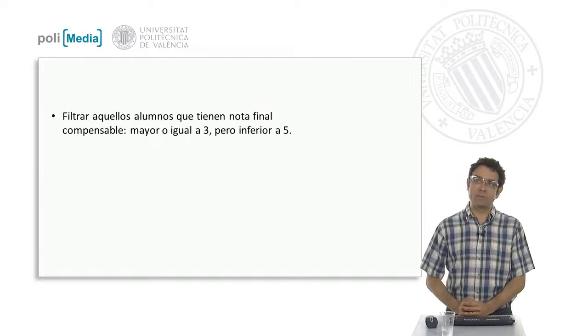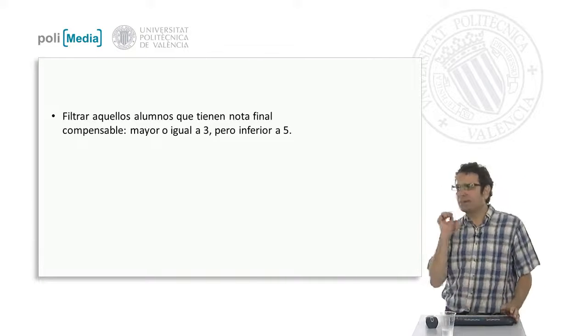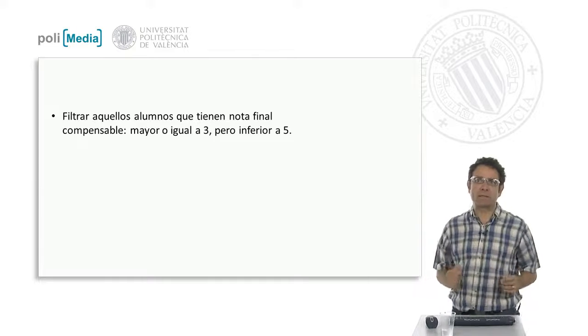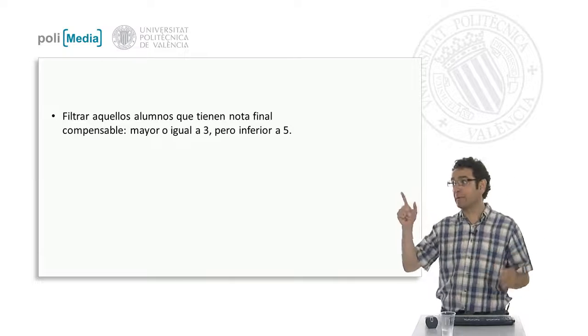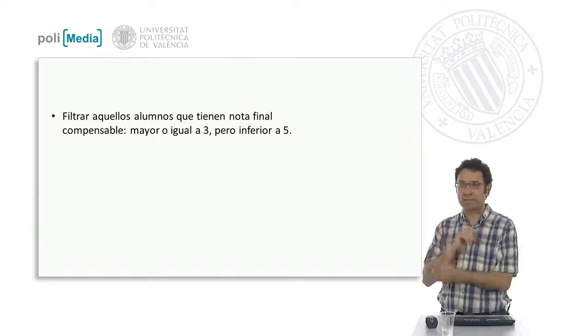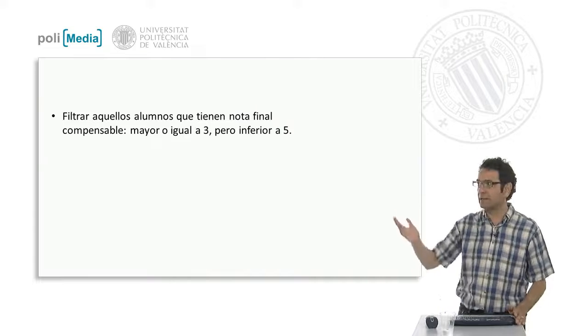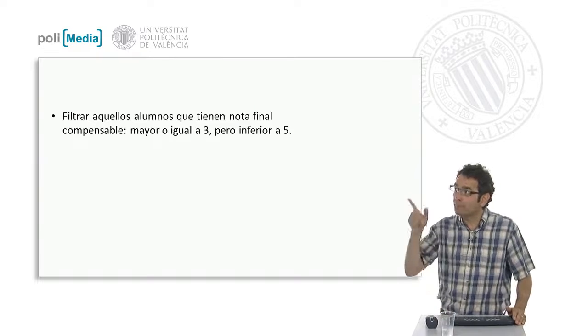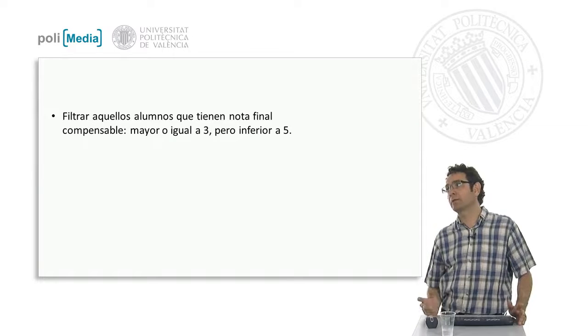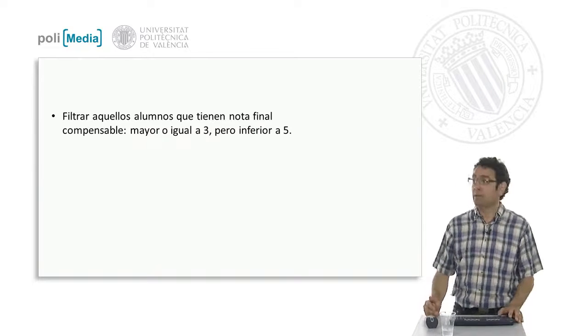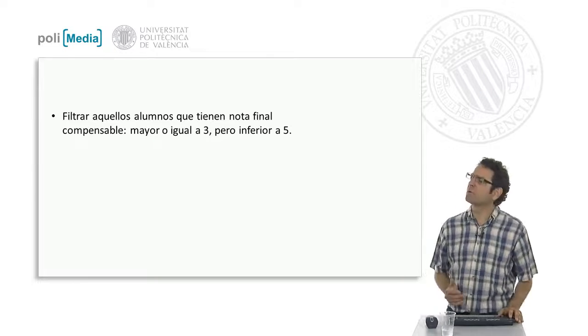Lastly, they tell us to filter those students whose grade could be improved. That is, that their average grade, the final grade, is lower than the pass mark. It is lower than 5, but they're close. They have a grade equal or greater than 3, but lower than 5. That is, they are people who have not achieved the minimum grade, but they're not too far off.